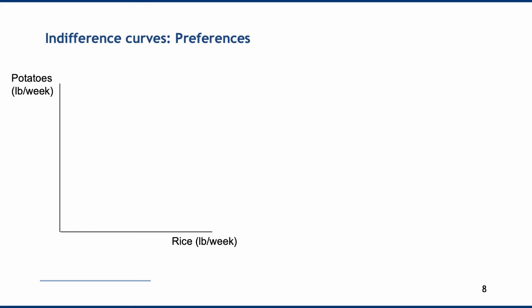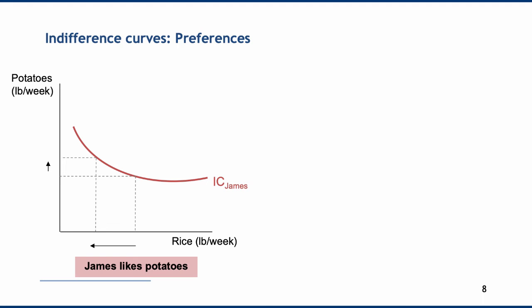James and Andrew both like potatoes and rice. But let's say James is willing to give up a relatively large amount of rice for a small amount of potatoes. In that case, his indifference curves will be very flat. What we can see here is that a very large amount of rice is willing to be sacrificed in order for a relatively small amount of potatoes. We can say therefore that James prefers potatoes.